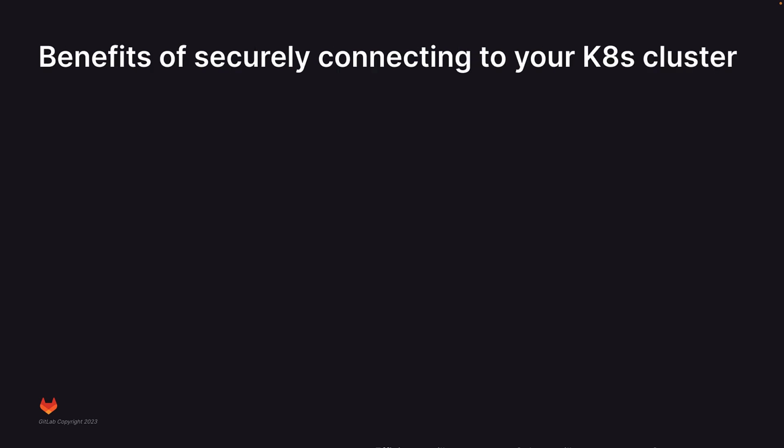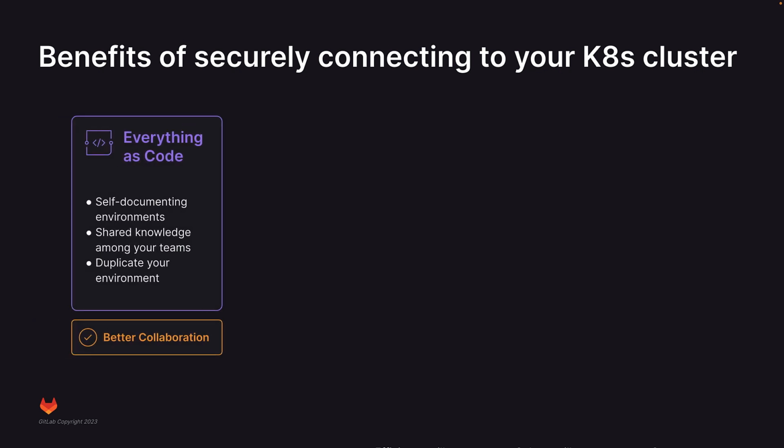Here are some of the benefits that GitOps delivers to teams. As infrastructure configuration is stored as files in Git, it serves as the single source of truth and self-documentation of all of your infrastructure components. The knowledge of your infrastructure is stored in these files, which makes it easy to share across your teams. Moreover, you can confidently duplicate infrastructure components across your different environments, decreasing the risk of introducing errors. This all leads to better collaboration.